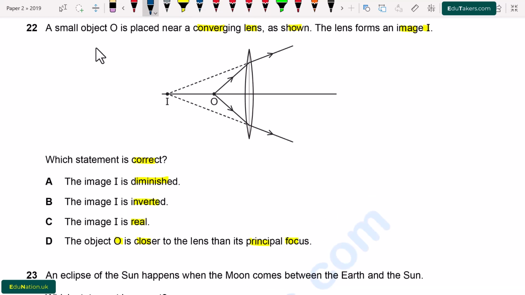Now we see here the object is at this position while the image is here. The principal focus is a point, like it might be here. So the object O is very close to the lens as compared to the principal focus. So option D is correct.